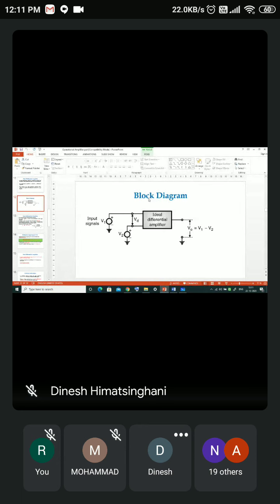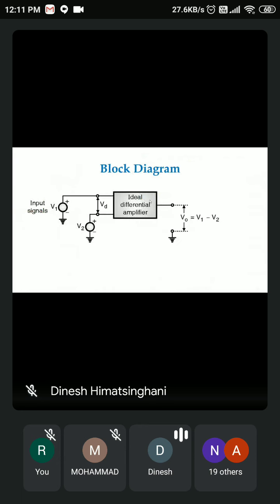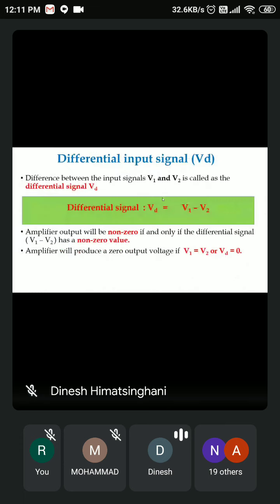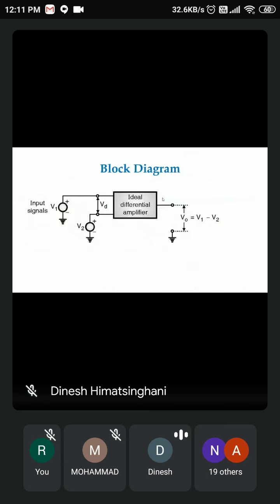Okay, beta. So I'm now sharing the screen. This is the last diagram that I had done, and I will continue with this differential amplifier.